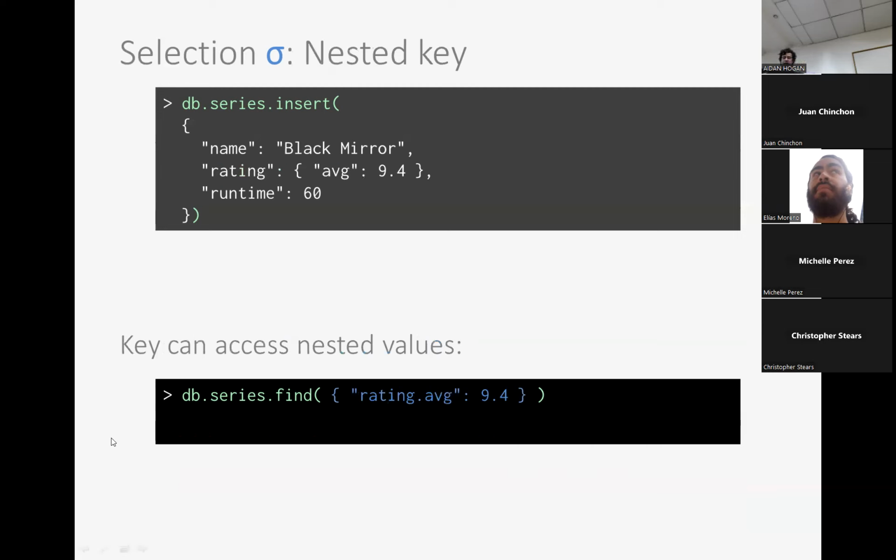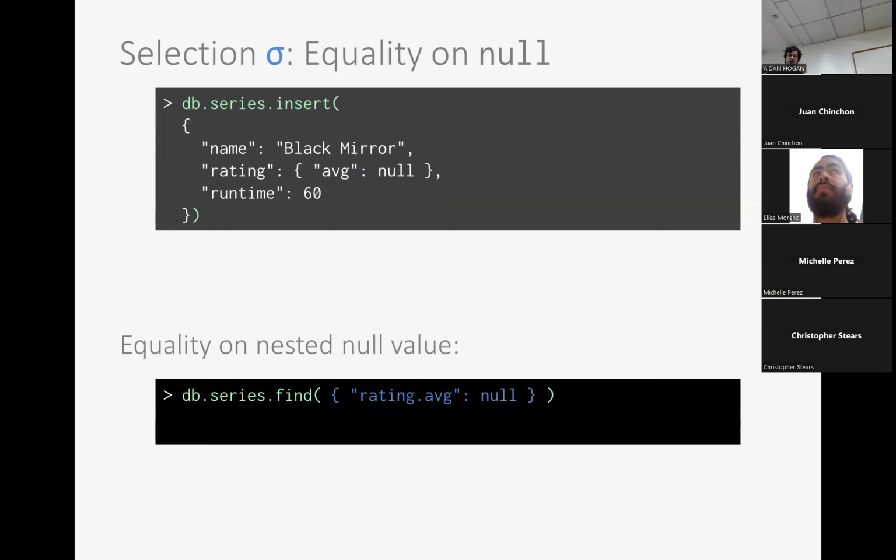Okay, so we also can access nested values. In JSON, we can have nested documents as values. In this case, we can use this syntax, rating.average equal to 9.4, in order to access this nested value here. So essentially we say rating.average 9.4 and we run this query and we get the document as we expect. So we can use this dot as an abbreviation to access nested values.